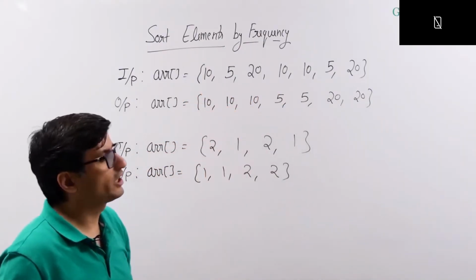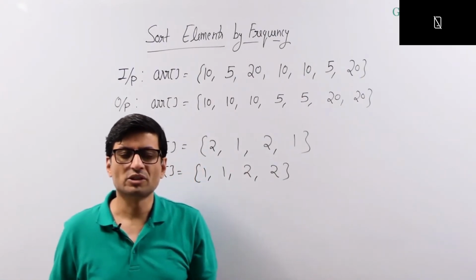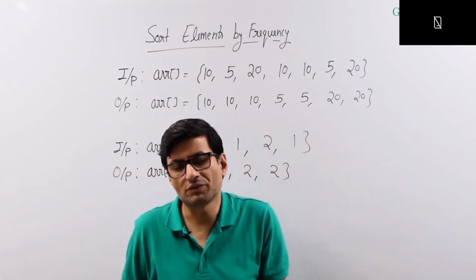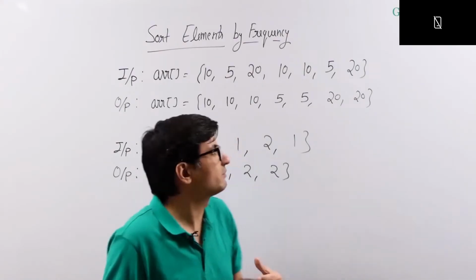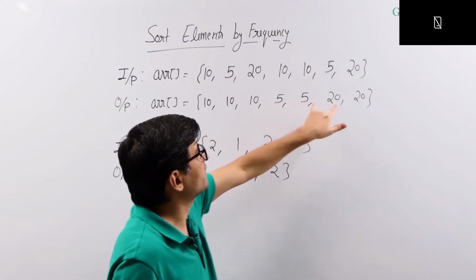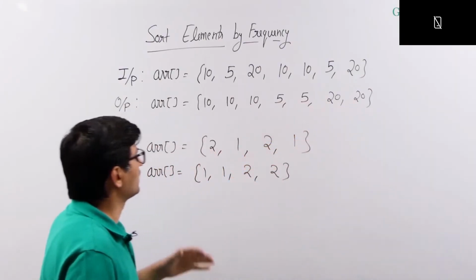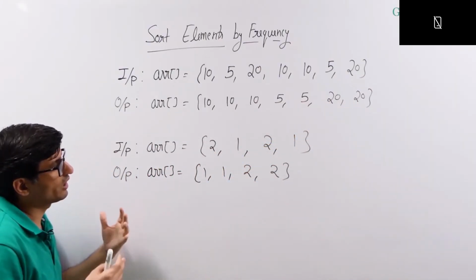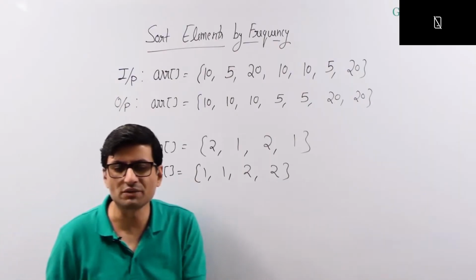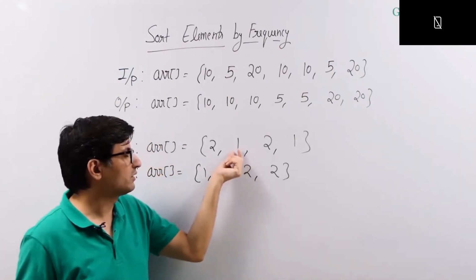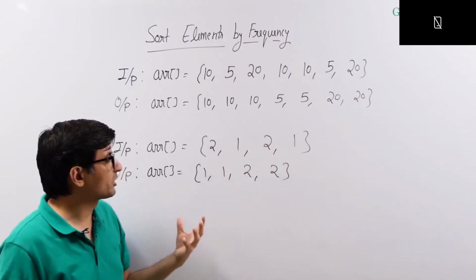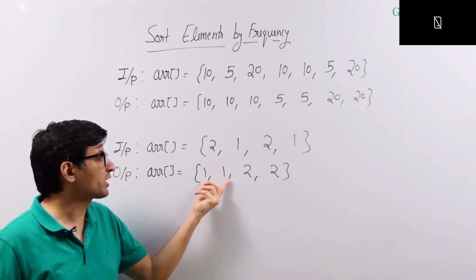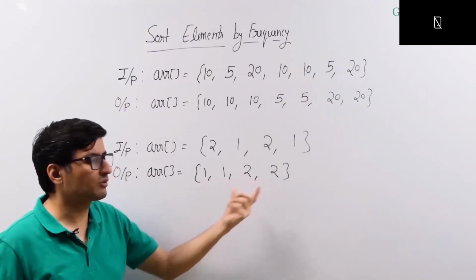Then 5 and 20 have same frequencies. So to pick one of these two, we compare them, and 5 is smaller. So we put the smaller item. So we have 2 occurrences of 5 and then 2 occurrences of 20. Let's see this example. Here we have 2 items and both have the same frequencies. 1 is frequency 2 and 2 is frequency also 2. So we need to put the smaller value first. So we put 2 occurrences of 1 and then 2 occurrences of 2.